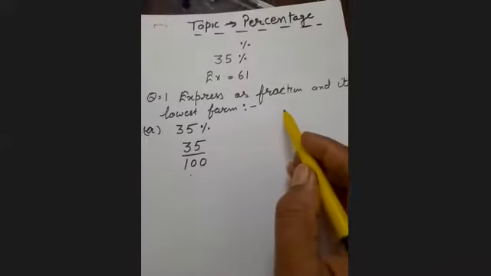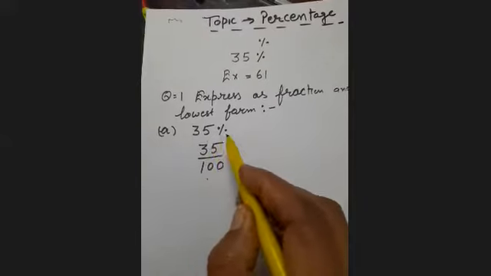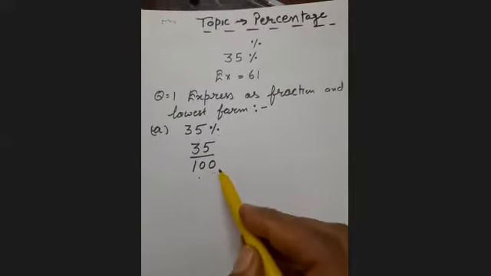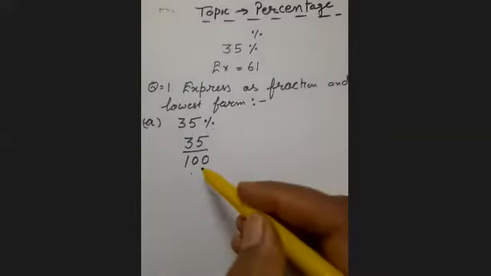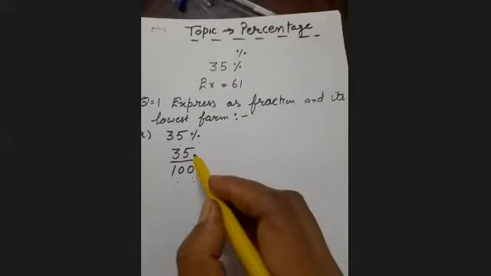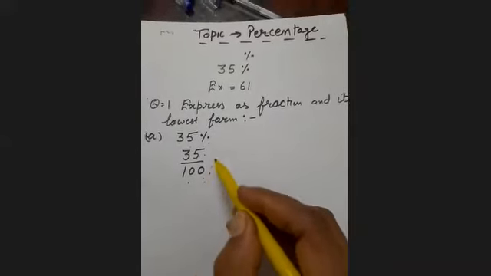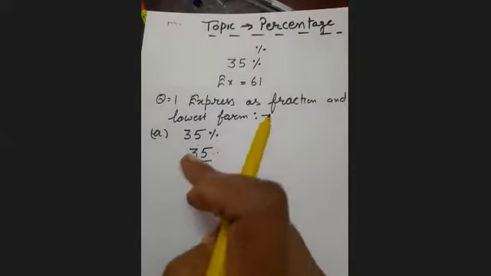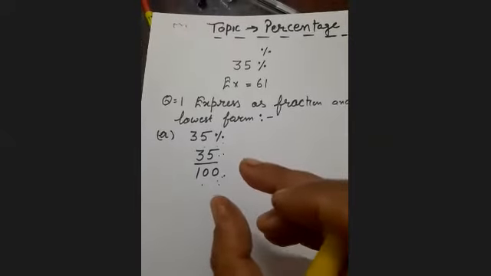Express as a fraction and its lowest term, 35%. First we'll write this number as a fraction, 35 upon 100. Now students, convert this fraction to its lowest term. As you know, our numerator is 35 and denominator is 100. Now convert this number to its smallest form.